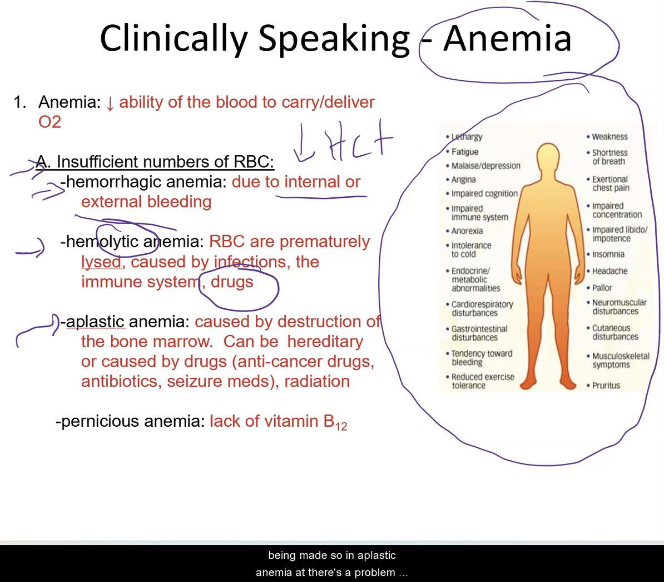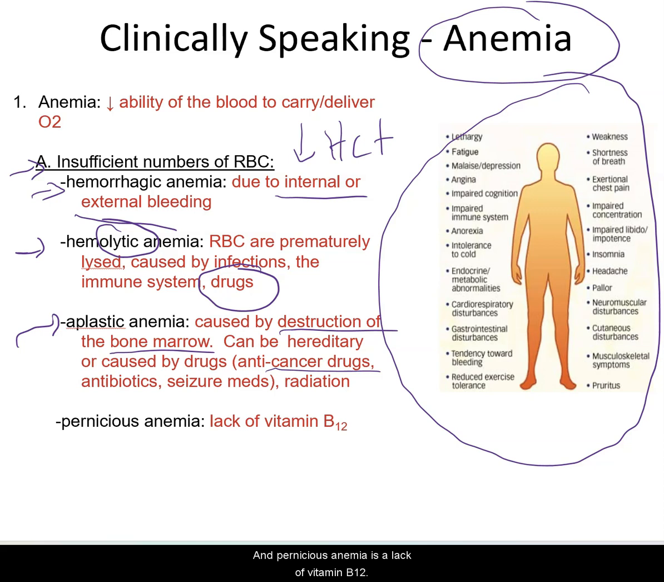So in aplastic anemia, there's a problem in the bone marrow. Remember, the red bone marrow makes all blood cells, by the way. So if we're just looking at the red cells, however, with anemia, these are things that destroy the bone marrow. Now, there could be a hereditary condition. Some medications do this. Anti-cancer radiation definitely attacks the bone marrow and can cause this. And other antibiotics and even anti-seizure meds can cause this as well.